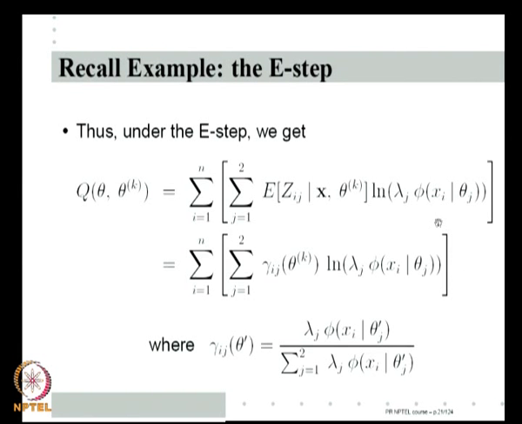So, the only function of theta is this factor, and thus maximizing Q(theta, theta_k) with respect to theta becomes very simple. If with respect to any component of theta I want the partial derivative, then the gamma_ij(theta_k) will be constant. I have to only differentiate this. That is like simply doing ML estimation of a single density. Okay.